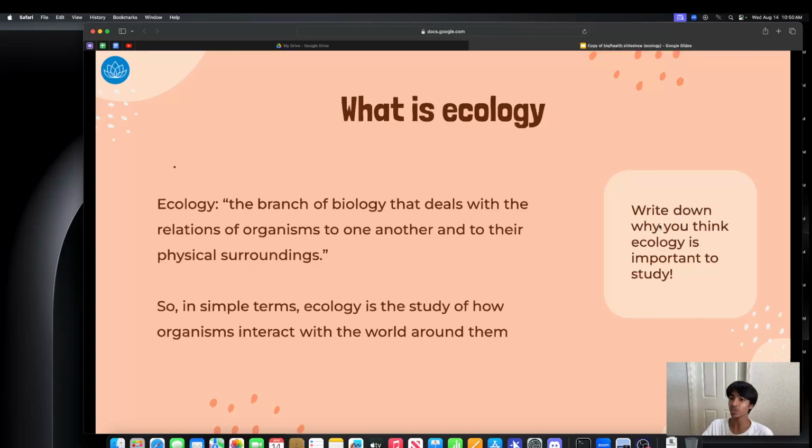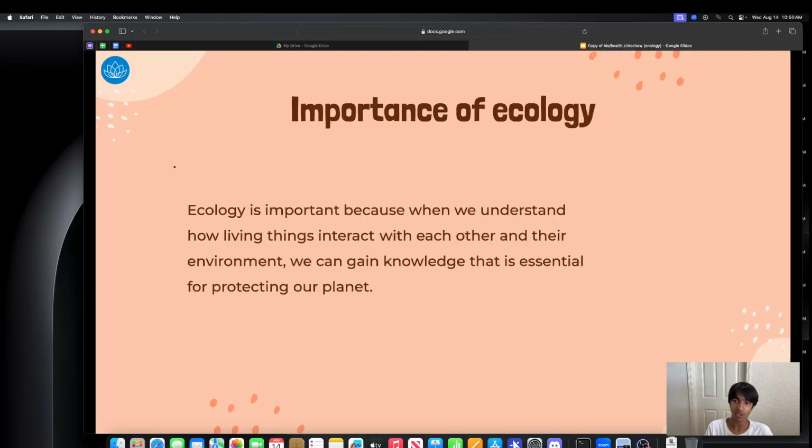So write down why you think the study of ecology is so important. The importance of it is because when we understand how living things interact with each other in their environment, we can gain knowledge that is essential for protecting our planet, especially in this time of climate change and global warming and all that. So this is a very important topic, and it will continue becoming more important over the next few years, especially if you want to go into this sector, right?